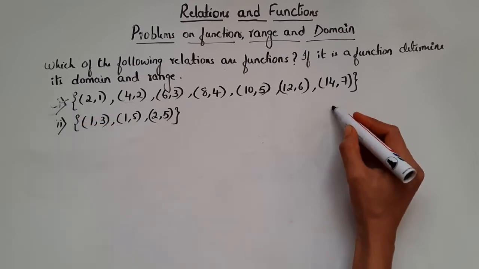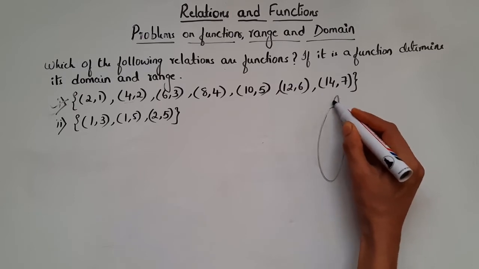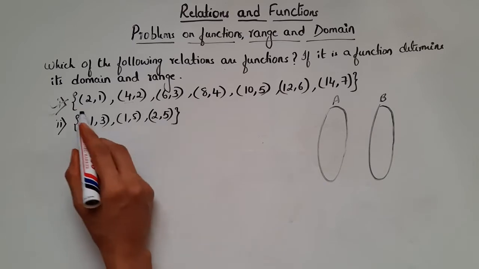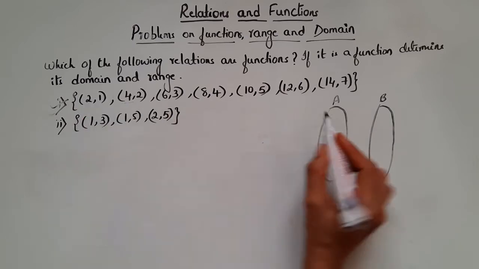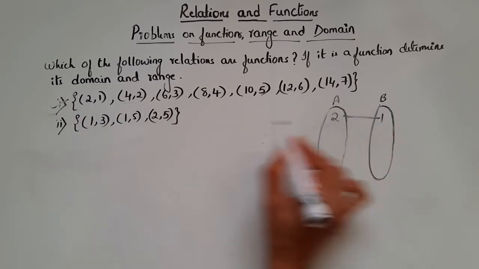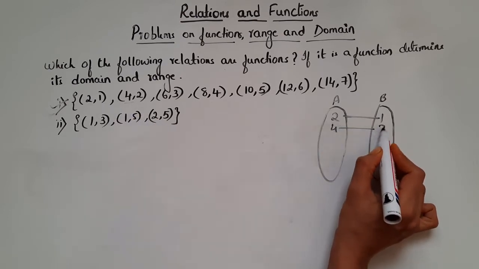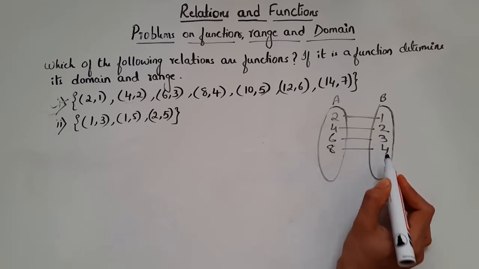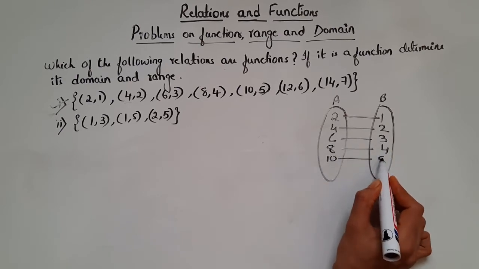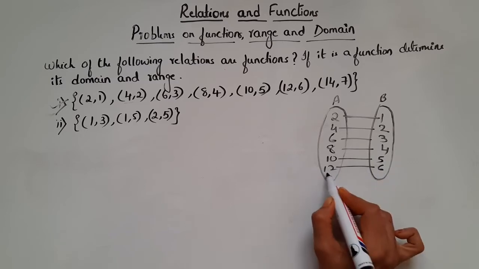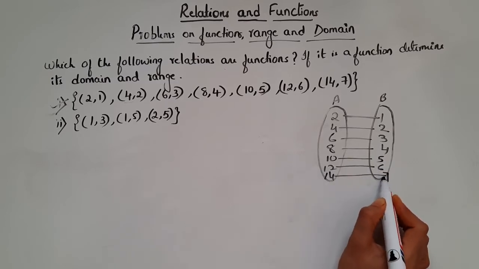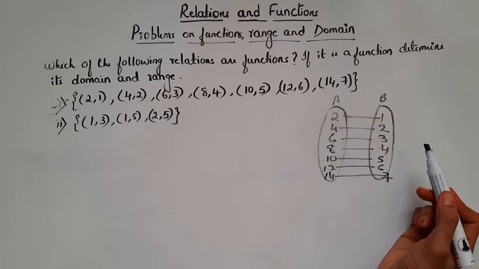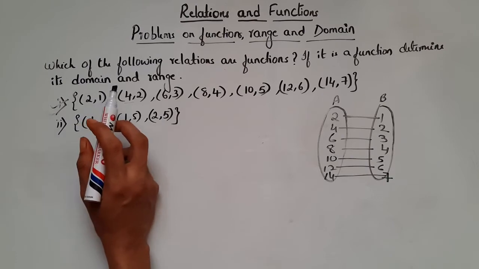Or you can also see if you have a set A and set B. Every element of set A, here 2 has got an image 1. So 2 has an image 1, 4 has image 2, 6 has got an image 3, 8 has got an image 4, 10 has an image 5, 12 has got an image 6, 14 has got an image 7. So every element of set A has got one and only one image in set B, right? So therefore the first relation is a function.